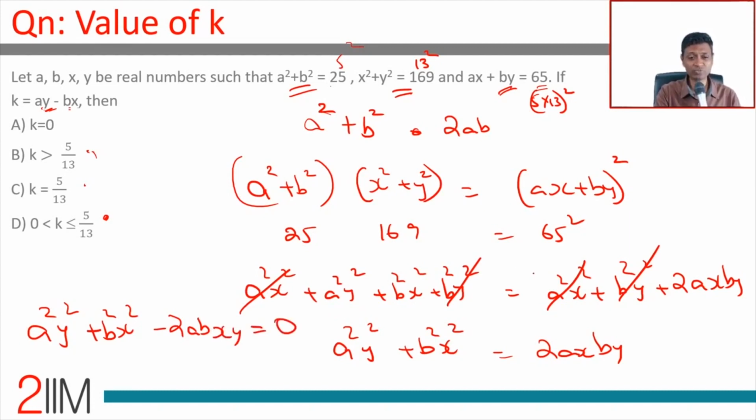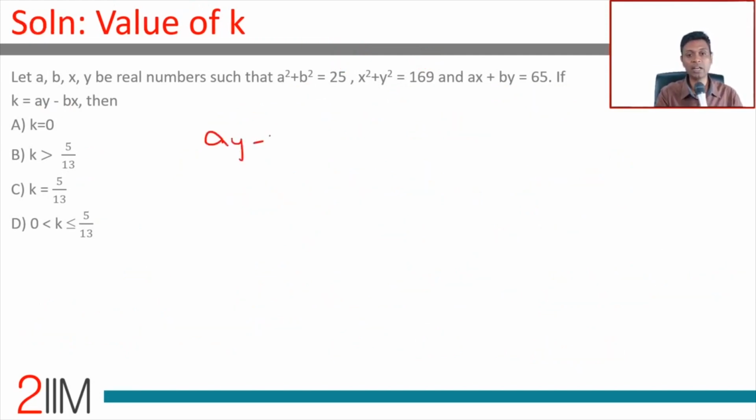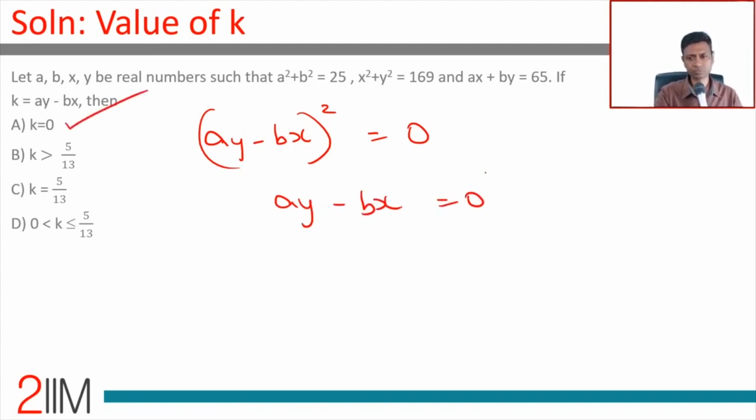Make sense of this and then we are through. Can you think about this and make sense of this? This is nothing but ay minus bx the whole square. ay minus bx the whole square is equal to 0, or ay minus bx is equal to 0. k is equal to 0.